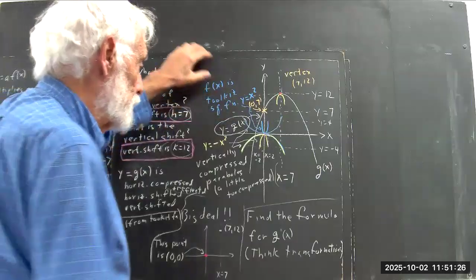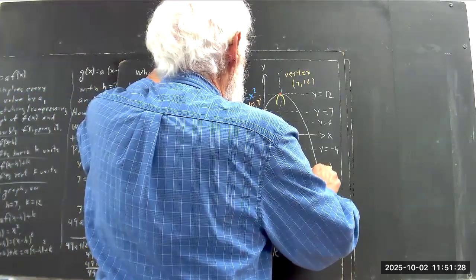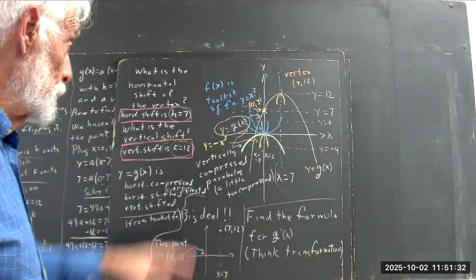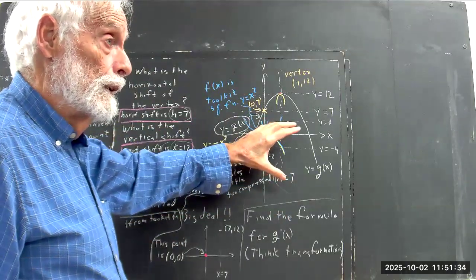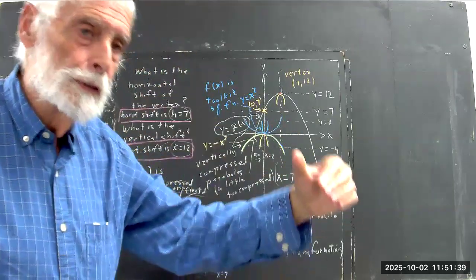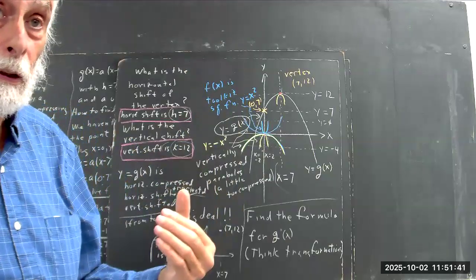I labeled g of x here. I'm going to label it here too, because this label is a little bit harder to see. But we took this information, we used what we understand about shifting and stretching transformations.